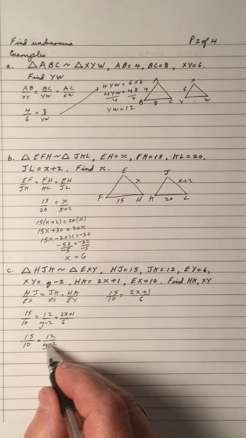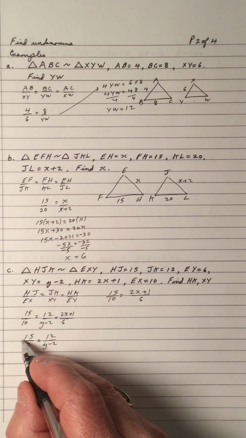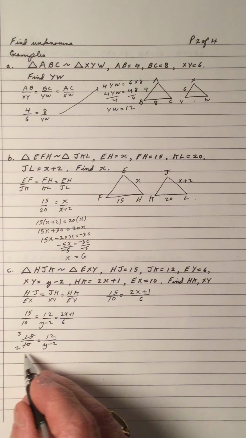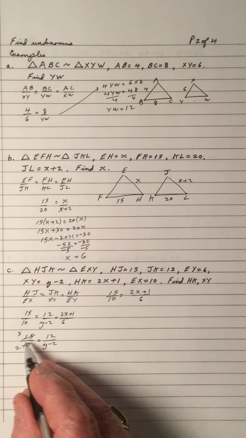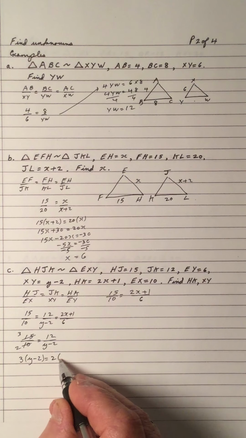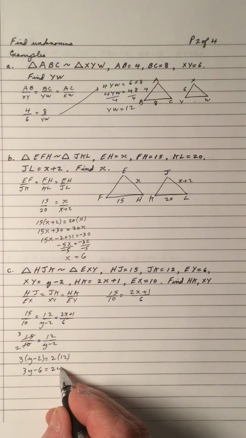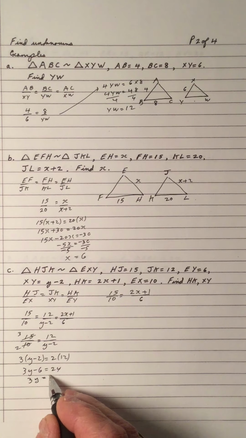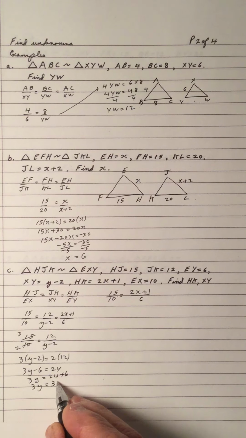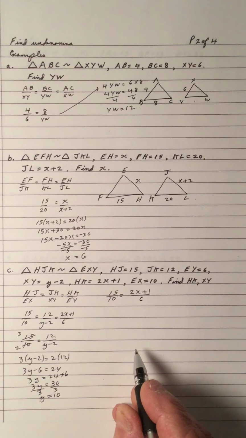So I'm going to cross multiply. If I want to, I can reduce this fraction down. Notice 15 over 10: 5 into 15 goes 3, 5 into 10 goes 2. If you reduce the fraction, you make your multiplication easier. So 3 times Y minus 2 equals 2 times 12. 3Y minus 6 is 24. 3Y equals 24 plus 6. 3Y is 30. Divide by 3, and Y is 10.